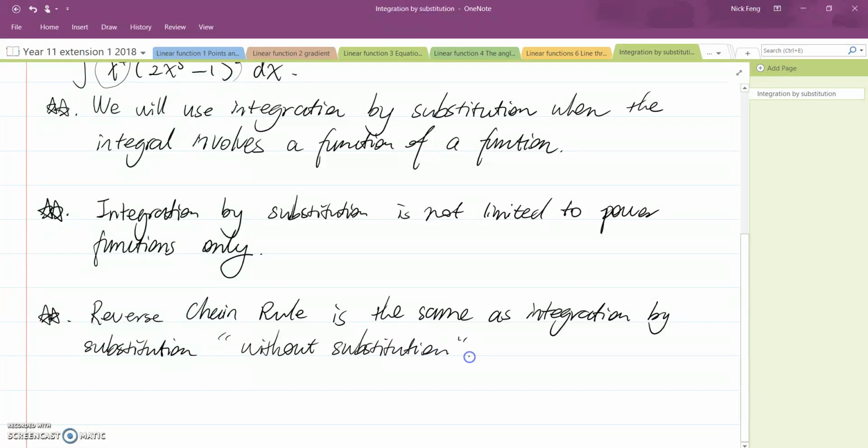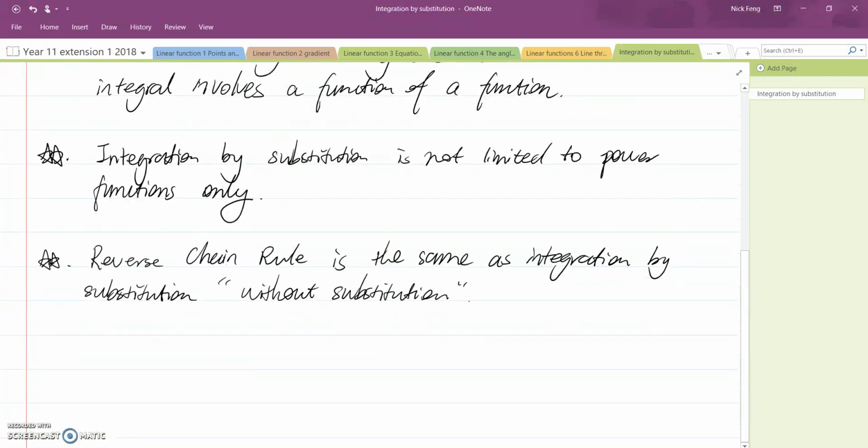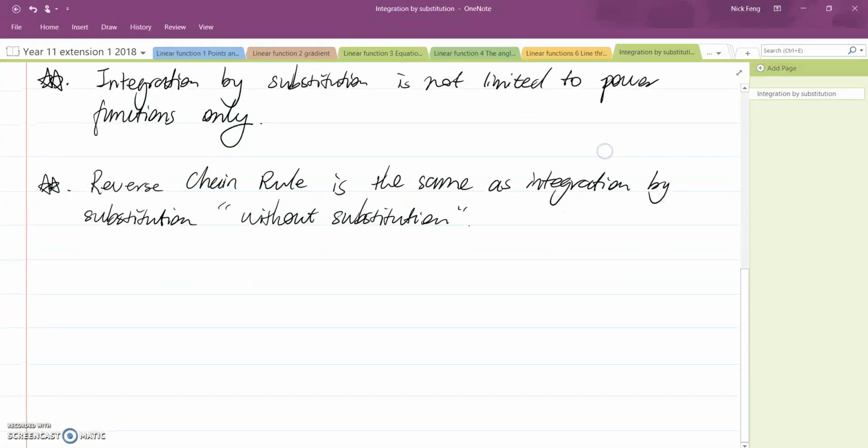So reverse chain rule is basically doing the same process without actually doing the substitution itself. But you definitely need to know integration by substitution. So I will be doing most of these questions by integration by substitution, and then I'll also do it again with reverse chain rule. And then you'll see the connection between them. So let's start with the first question. This is the one we try to deal with.